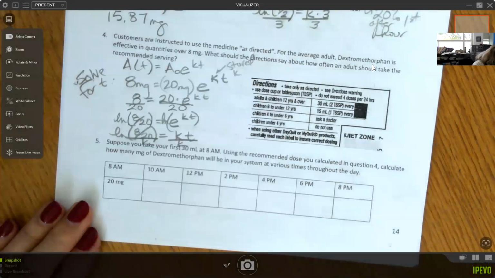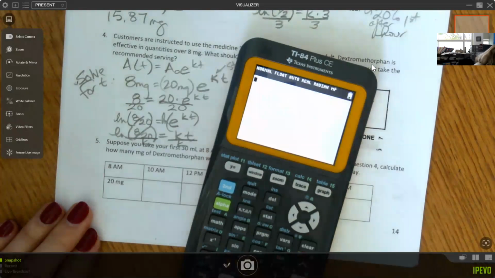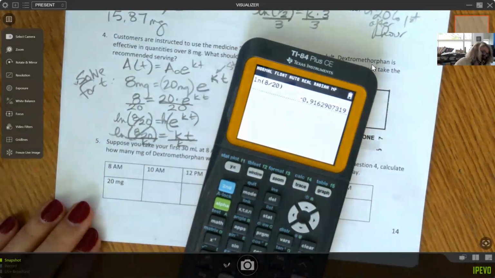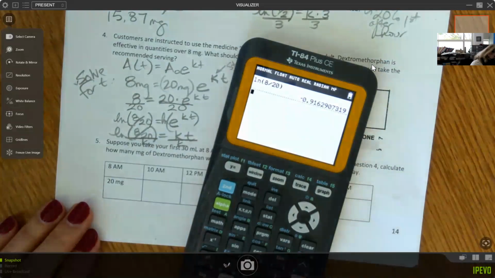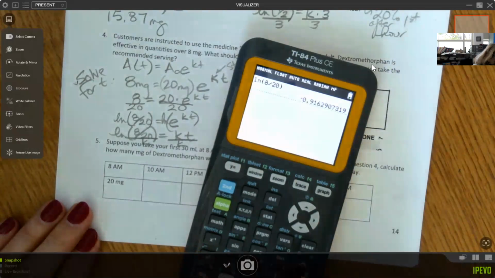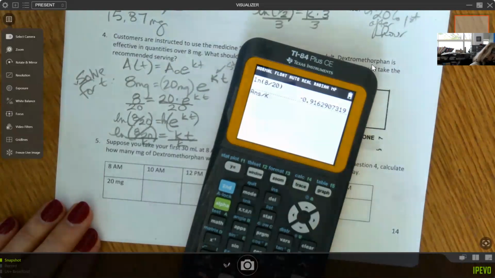So what this is going to look like is I'm going to say natural log, and you could have reduced or simplified this, but you don't have to because we're just putting it in the calculator at this point. Natural log of 8/20. And that makes sense. It's a number between 0 and 1, so it's a negative number. I am going to divide it by my stored k. So I use that alpha k again.